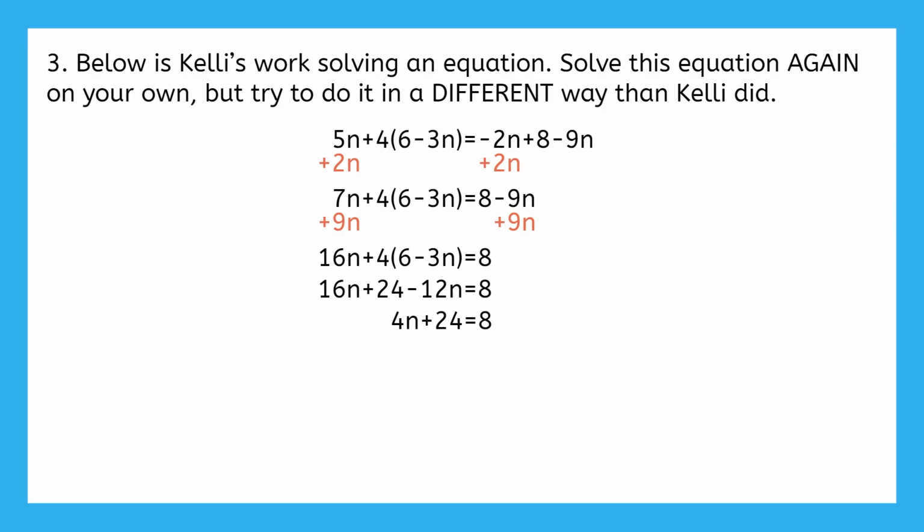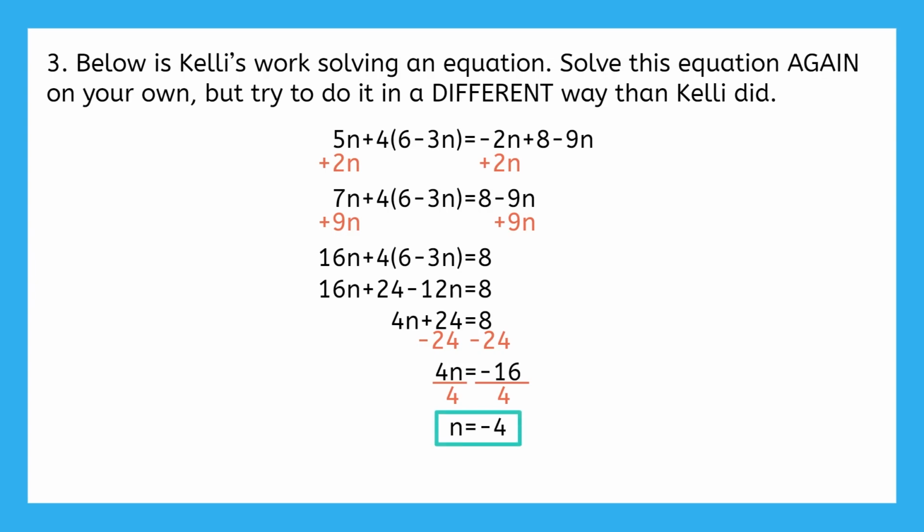From here, there's no simplifying left to do, so I need to start using inverse operations to get that n by itself. I'll start by subtracting 24 from both sides. On the left, 24 minus 24 cancels out, leaving just 4n. And on the right, 8 minus 24 makes negative 16. Now this looks just like Kelly's work did. I just need to divide both sides by 4 to get a final answer of n equals -4.